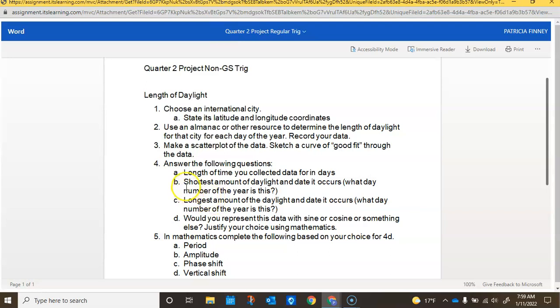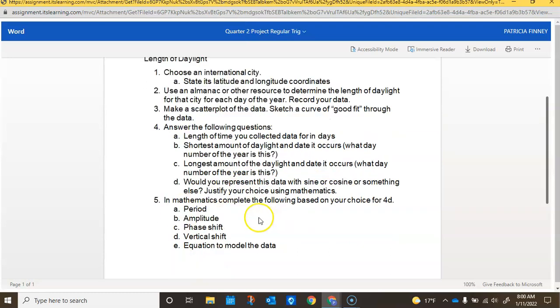Yes, it is because the shortest amount of daylight gives you your min, and the longest amount of daylight gives you your max. In doing that, I've been able to help you calculate your amplitude. Remember, if you do the max minus the min divided by 2, it gives you the amplitude. And if you do the max plus the min divided by 2, it gives you your vertical shift. So there's half of the questions you need. And since everybody's period is 365, the only thing you really have to calculate is your horizontal shift, or your phase shift.